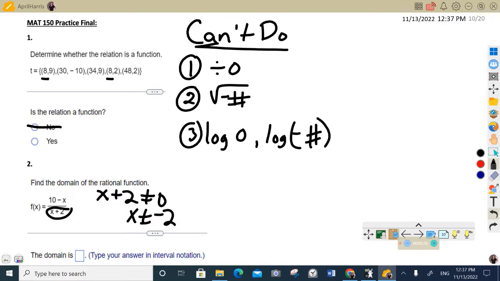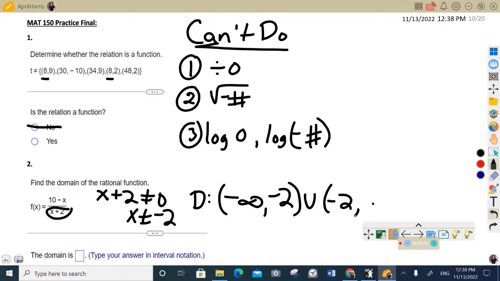So now it wants the domain as an interval. If our domain was all real numbers, that would be from negative infinity to infinity. But we're not doing that. So our domain is going to be from negative infinity up to negative 2, but not touching negative 2. So parentheses on negative 2, union, negative 2, comma, to infinity. And if you were to graph that, there is a vertical asymptote at negative 2, and that's why the graph is undefined there.